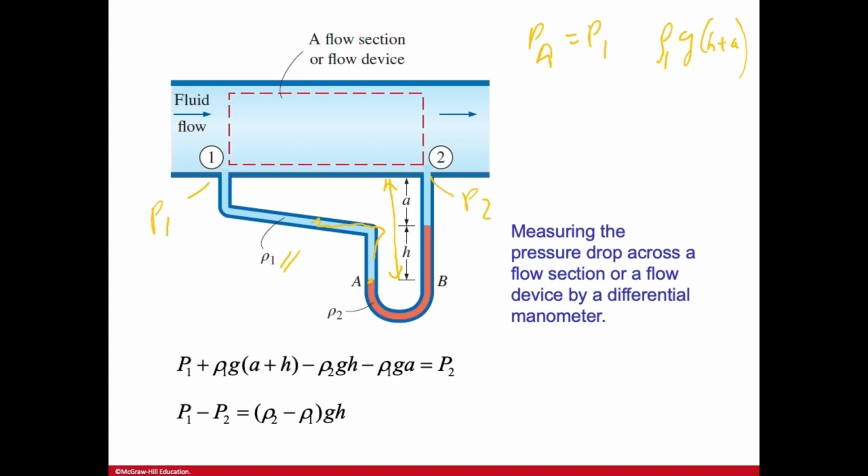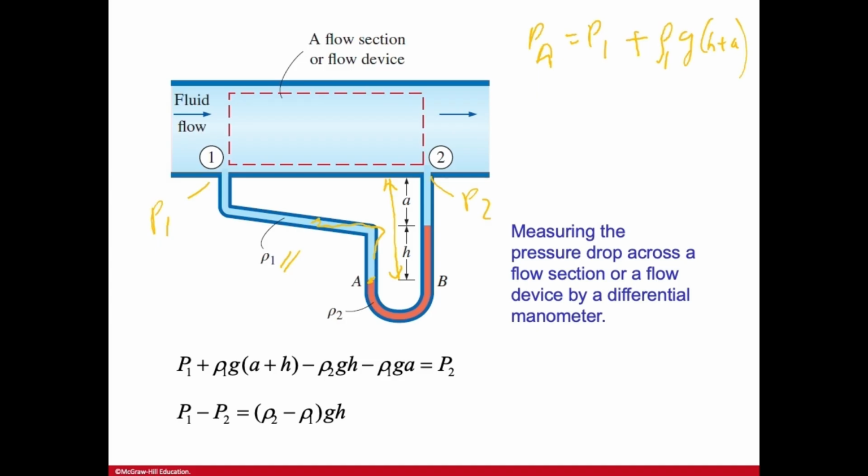Will it be plus or minus rho 1 g (h plus a), right? In this case, A is below 1, so at A you have a higher liquid column pushing down on it. So pressure at A will be higher. Hence you will have to add rho 1 g (h plus a) to P1, because that ensures PA is a bigger value than P1, right?